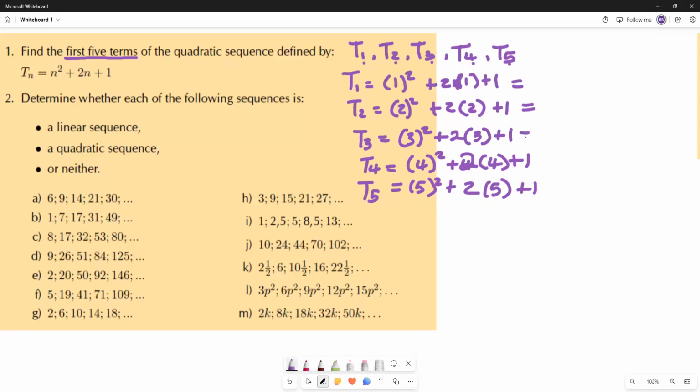Now let's see what the answers will be. The first answer will be 4. The second answer will be 9. The third answer will be 16, because 9 plus 6 is 15, plus 1. And then this one will be 25, and lastly 36. Therefore, the first 5 terms of that pattern are 4, 9, 16, 25, 36.